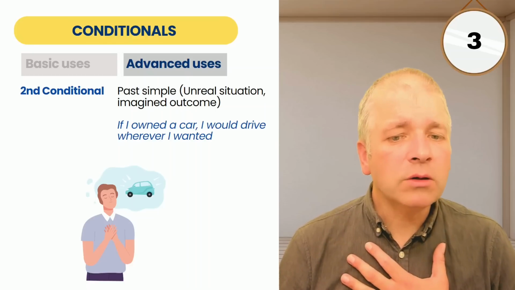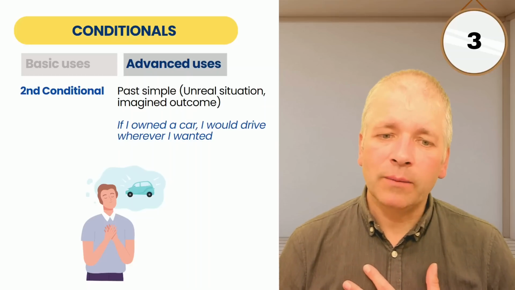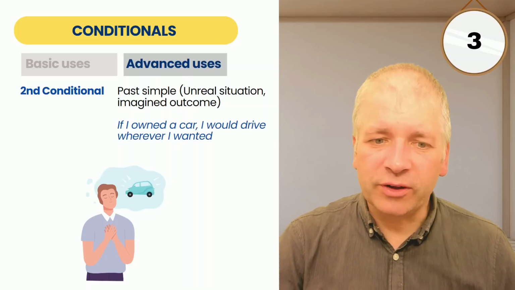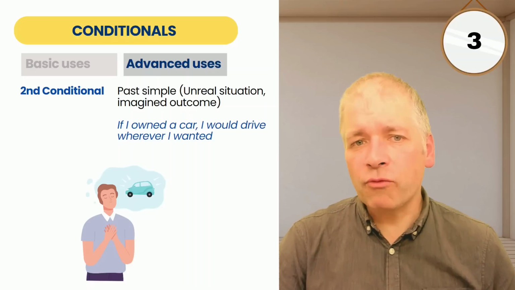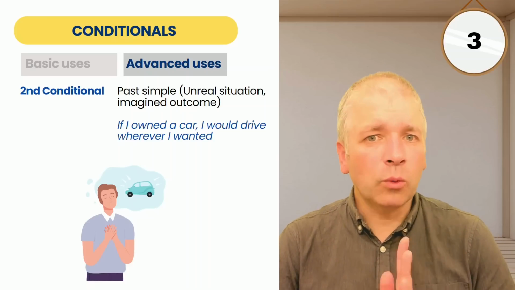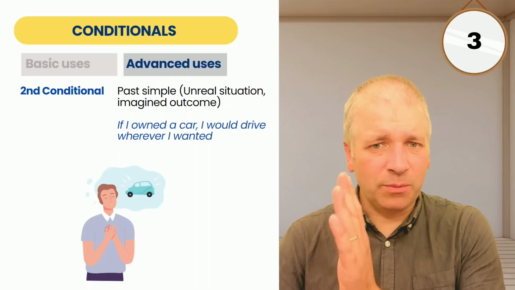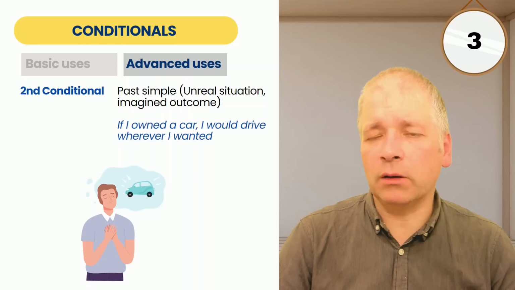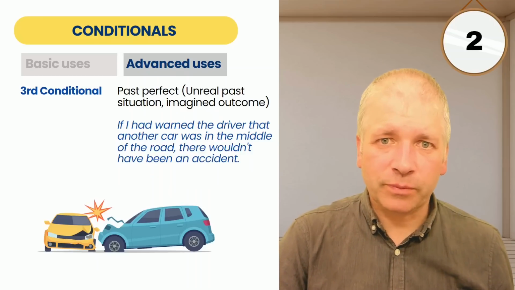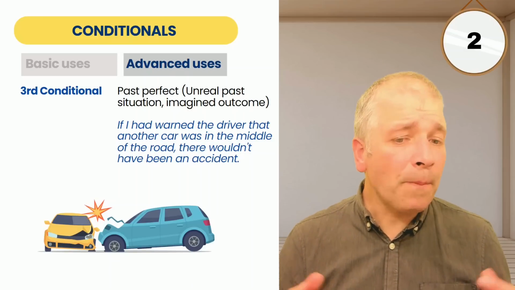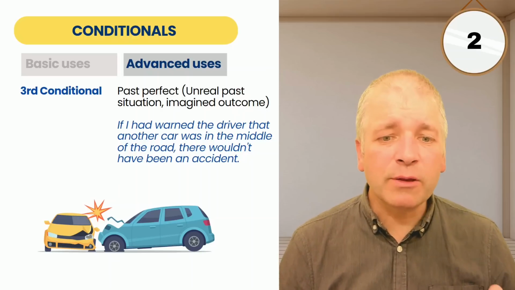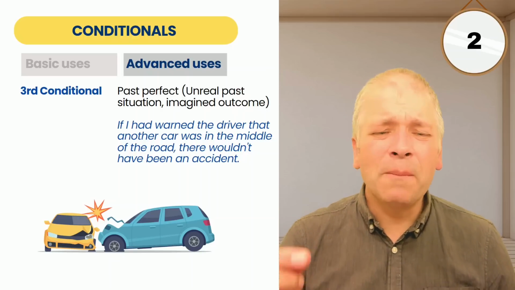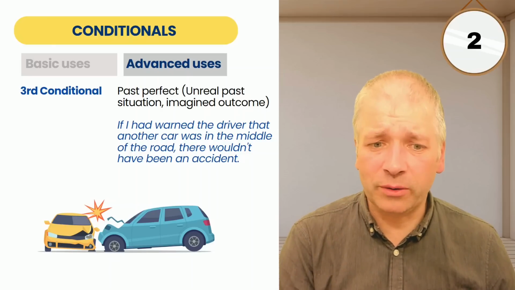Do I own a car? No, it's unreal. What would be the imagined outcome? I would drive wherever I wanted. The past simple for an unreal situation to do with the present. As we've mentioned before, we turn the present into the past to make things unreal about the present. The third conditional uses the past perfect. Again, this is for an unreal situation, but this time not an unreal present situation, but an unreal past situation.